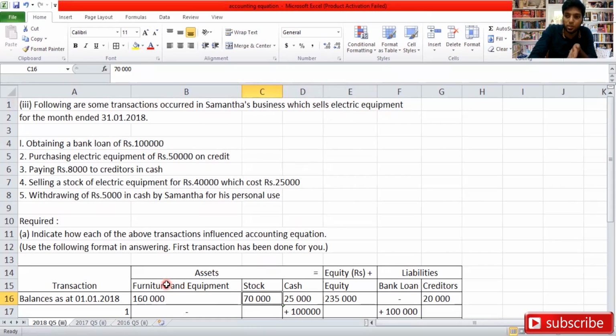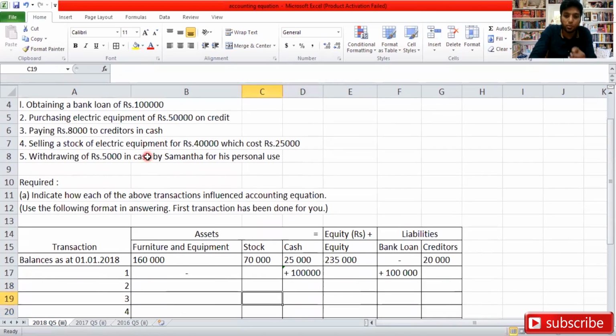So furniture and equipment is different, and this equipment is different. Now they are selling equipment or purchasing equipment. Here, purchasing equipment of 50,000 on credit. When you purchase on credit, your creditors will go up. So I will increase creditors here by plus 50,000, and I also will increase my stock because 50,000 of stock is coming inside the business.